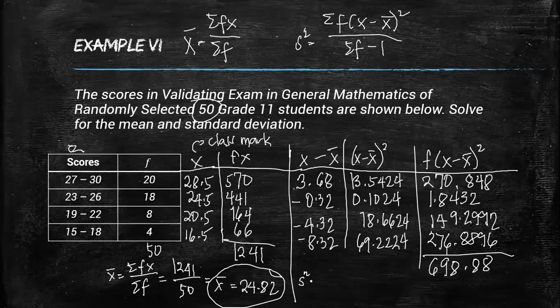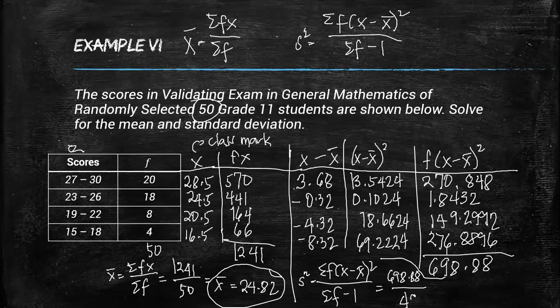So S squared is equal to the summation of F times x minus x bar squared over summation of f minus 1. So we have 698.88, nakain na space natin, over summation of f, which is 50 minus 1, kaya 49 na lang. Okay? So 698.88 divided by 49, that is 14.2629. That is our variance.